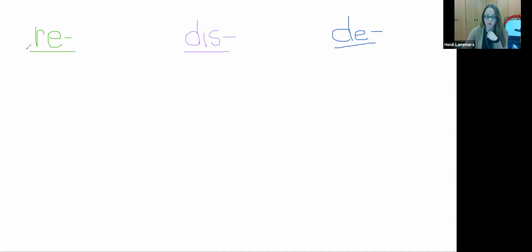Prefix RE, we read it as an open syllable. Remember, an open syllable is a word part that ends in a vowel, and the vowel says its name, re. Prefix DIS is a closed syllable. This consonant closes in the vowel, and the vowel makes a short sound. This is read dis. And this last one, DE, we read it as an open syllable. The E says its name, long vowel sound, de.